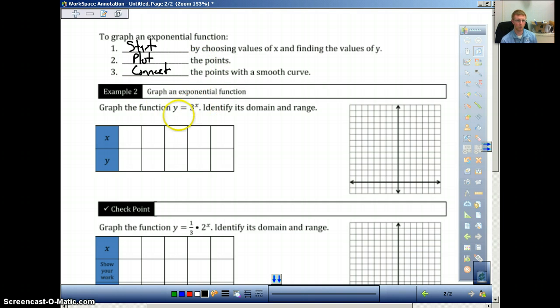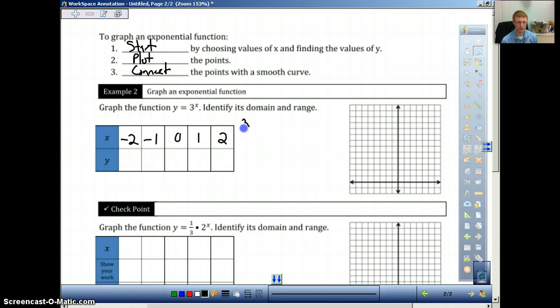So what we're going to do here then is I typically use the same values over and over again. It's always -2, -1, 0, 1, and 2. But understand, you can pick whatever values you want. I just think these are a good set of values to use. And then all we're going to do is plug these values in. If you want to use the calculator, that is completely fine. I have no issue with that.